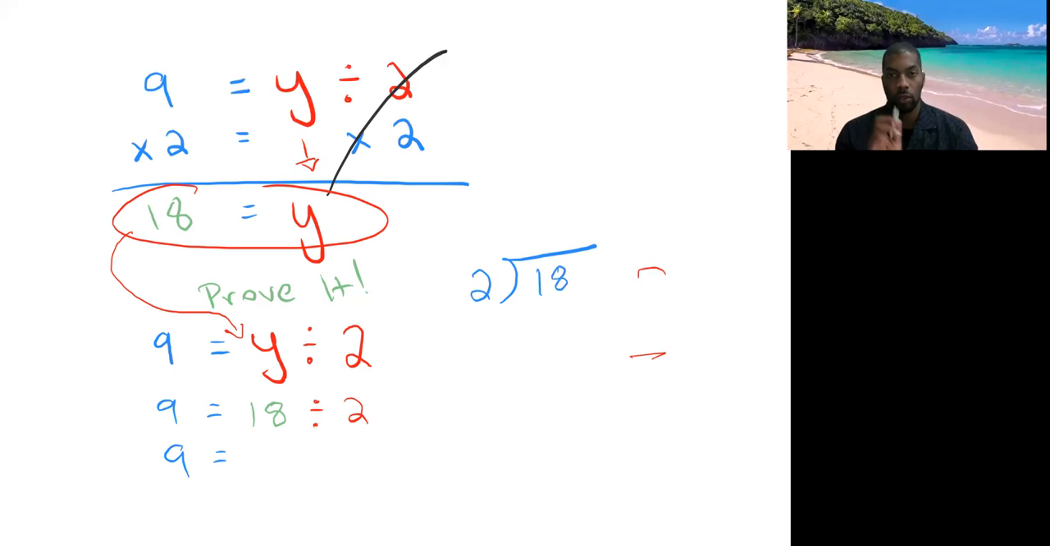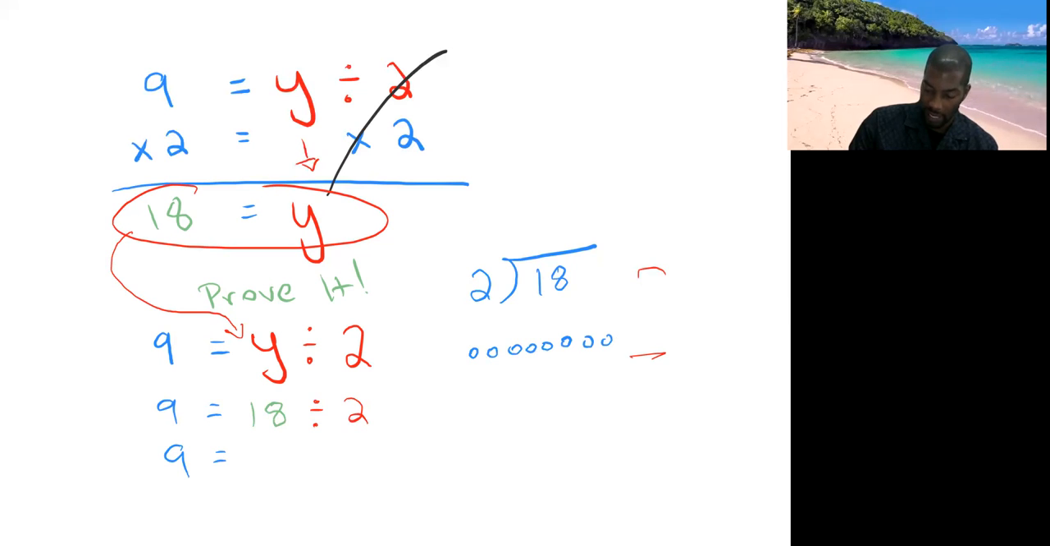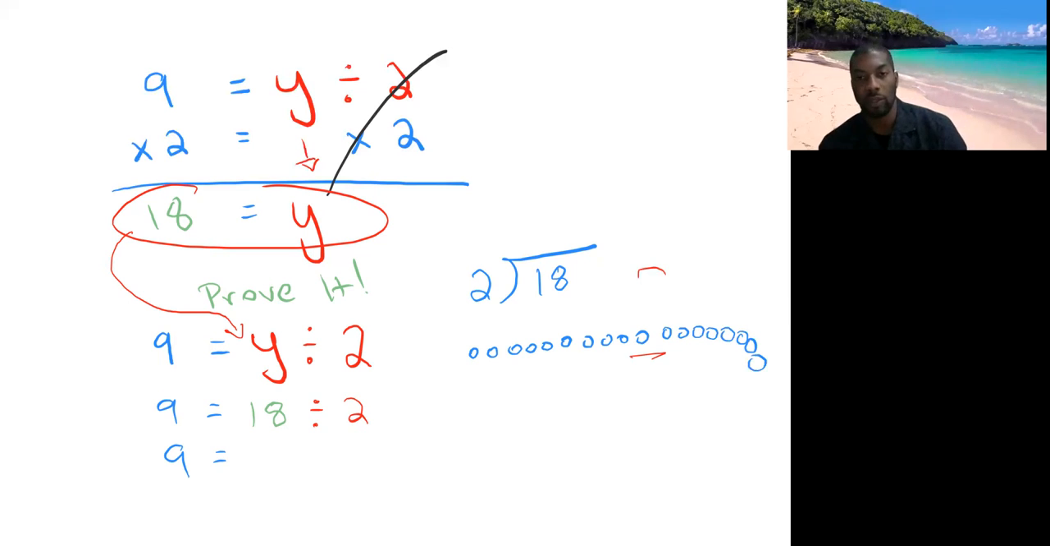Well, I'm not going to use a long division this time. This time I'm just going to write it out. 1, 2, 3, 4, 5, 6, 7, 8, 9, 10, 11, 12, 13, 14, 15, 16, 17, 18. How many groups of 2 do I have?